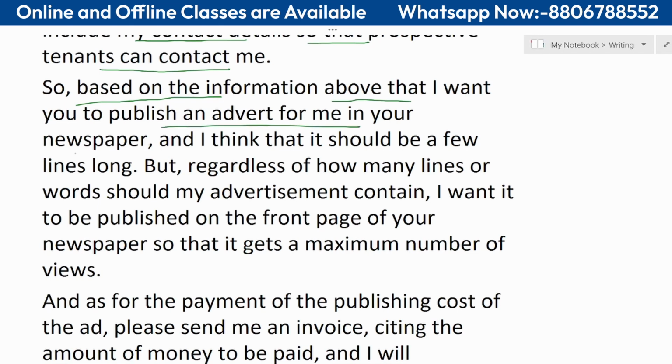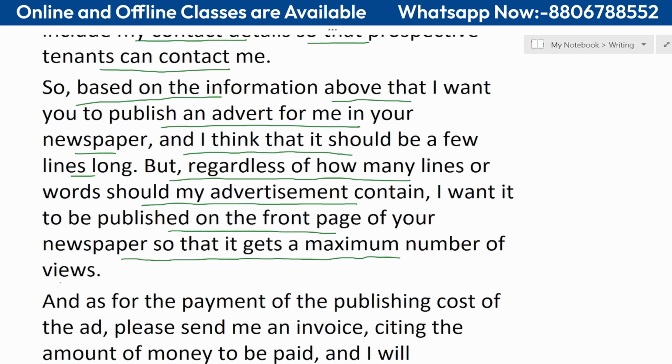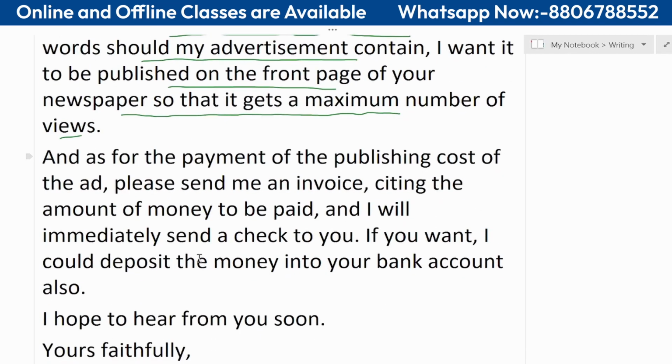Then the next paragraph: based on the information above, I want you to publish an advert for me in your newspaper, and I think that it should be a few lines long. But regardless of how many lines or words my advertisement contains, I want it to be published on the front page of your newspaper so that it gets a maximum number of views. In the next paragraph, you can speak about the cost. You can say, as for the payment of the publishing cost of the ad, please send me an invoice citing the amount of money to be paid, and I will immediately send a check to you. If you want, I could deposit the money into your bank account also.